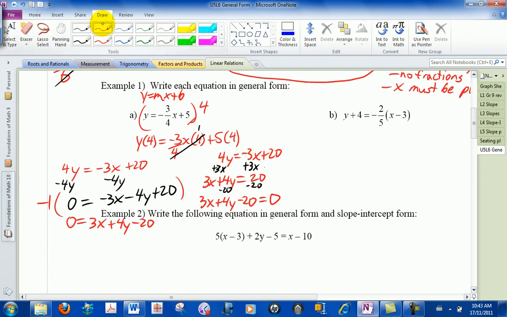Okay. So here, the problem here is your brackets. You want to get rid of your brackets, otherwise you might end up multiplying twice, and you don't want to. So let's rewrite it as y plus 4 equals negative 2/5 x plus 6 over 5.